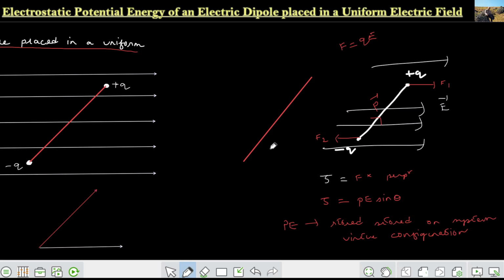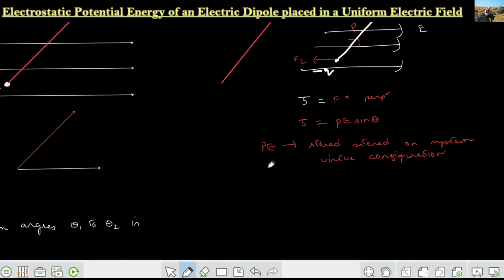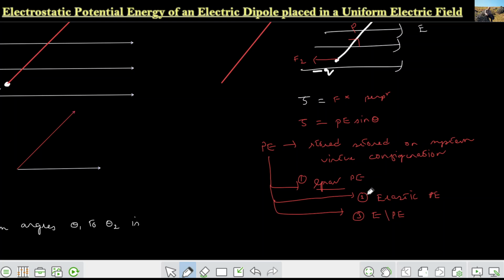So if we rotate the dipole from one point to another point, that is the meaning of potential energy. In physics there are various types of potential energy. Number one, the gravitational potential energy. Number two, we have learned in class 11 about elastic potential energy. And now, in this particular topic, we'll be learning about another important one, which is electrostatic potential energy. These are the three types of potential energy that you will be learning in this +2 stage. So now we will learn in detail about this electrostatic potential energy.